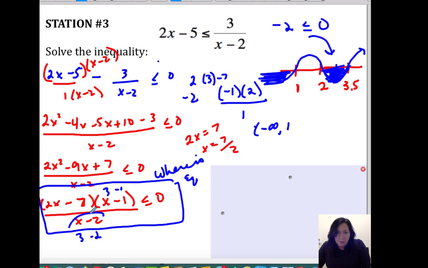Is 1 on my denominator? It is not. And because this is less than or equal to, this becomes a bracket. And also it's less than 0 at 2, but 2 is an asymptote. So 2 is going to be a parenthesis. And then 2 to 3.5. And at 3.5, that's a numerator, and that can also be a bracket.